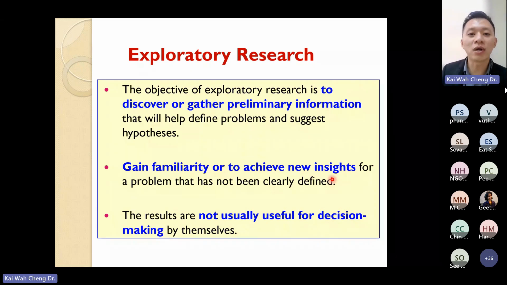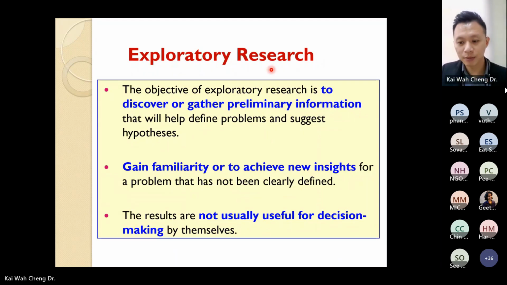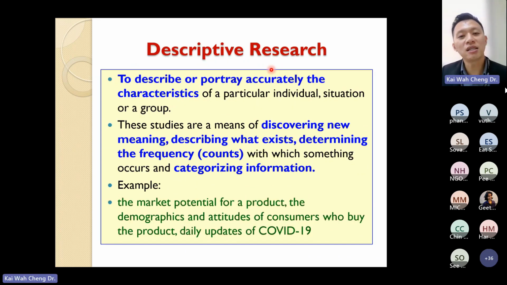So this is what we call exploratory research, because you want to get the preliminary information or preliminary understanding based on that particular situation. So we call it exploratory research. And then this is type number 2, descriptive research.